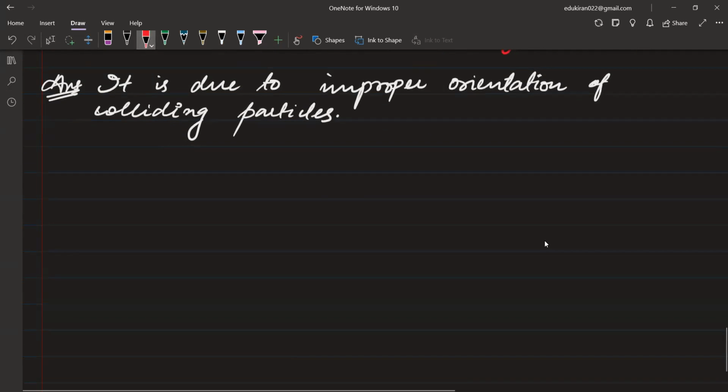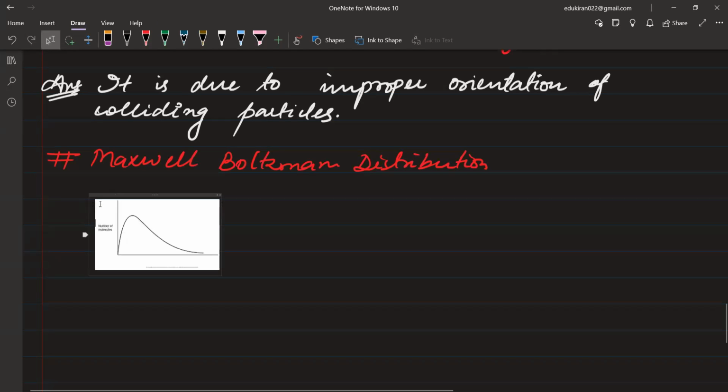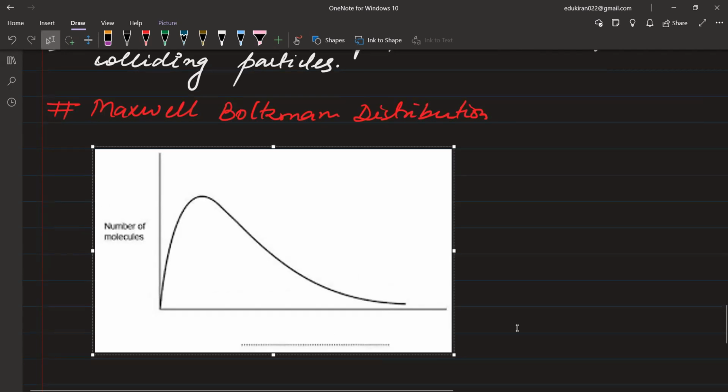Now, after this, you are going to write Maxwell Boltzmann distribution. Okay, so please look at Maxwell Boltzmann distribution. Okay, please make this graph. This is number of molecules, and on the x-axis, you will have kinetic energy, or you can also have velocity, okay? Kinetic energy or velocity. I'm picking three points. This is point A. This is point B. And this is point C.